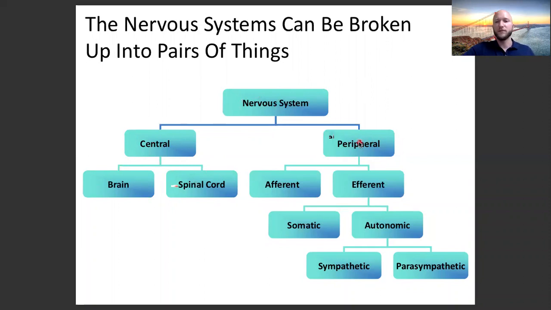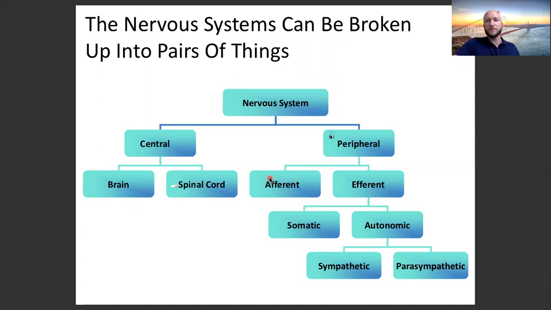Peripheral nervous system has two main components. It has your afferent nervous system and your efferent peripheral nervous system. Now, there are anatomic differences between the two. There are physiological differences between the two, but the best way to think about them is afferent send messages towards the central nervous system. Efferent nervous system send messages away from the central nervous system.